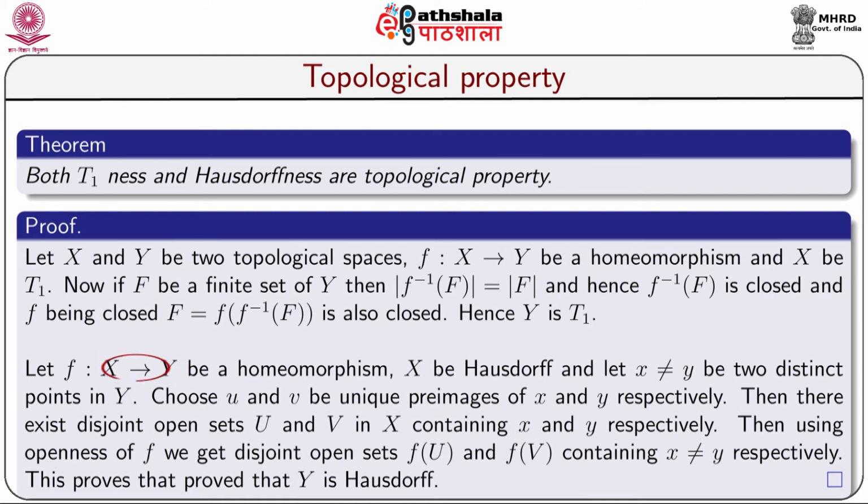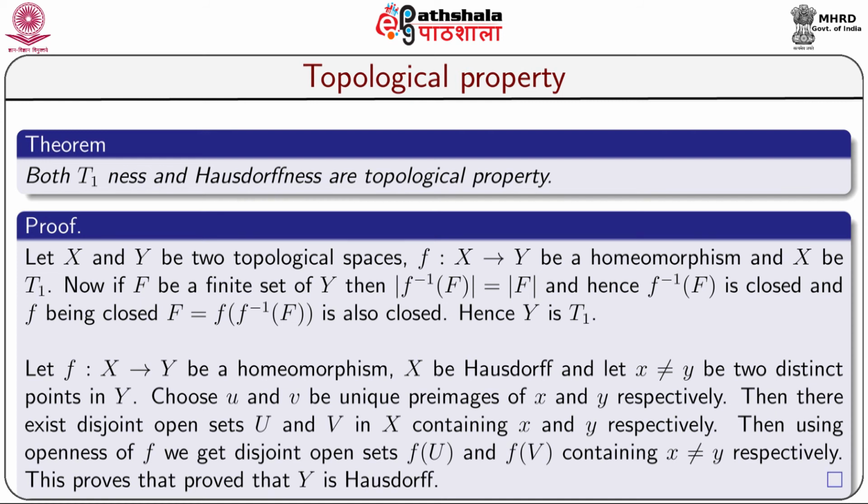So, let X and Y be two topological spaces and X be Hausdorff. We have to prove that Y is also Hausdorff. So, for this, let us take two distinct points x and y in capital Y. Then there exist unique pre-images of x and y. Let us consider u and v are unique pre-images of x and y respectively in capital X.